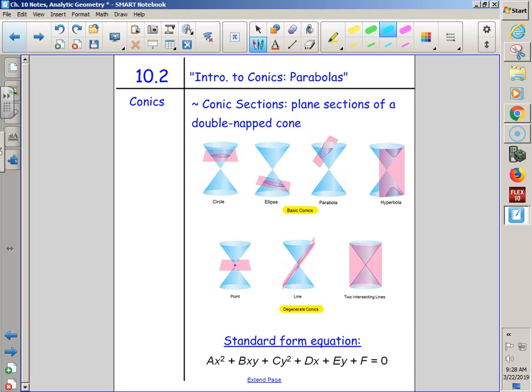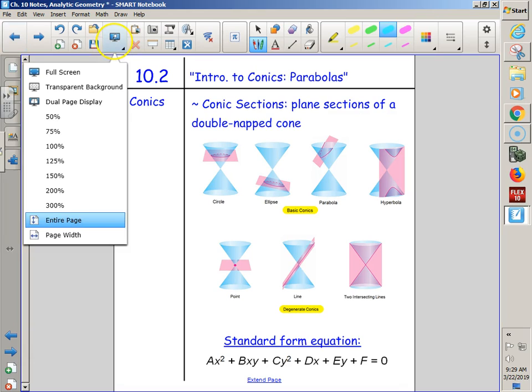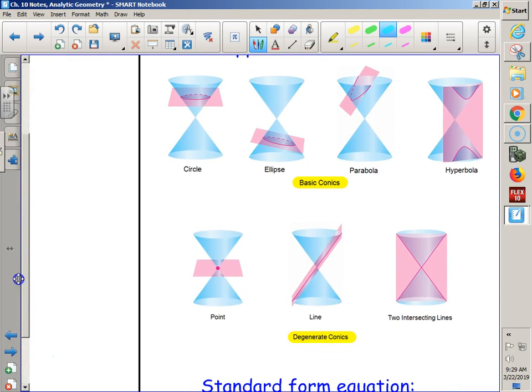We already kind of talked about a double-napped cone, and we're slicing it, and things happen. The slices that come out are a circle, an ellipse, a parabola, a hyperbola, a point, a line, and two intersecting lines. Did you guys see these vocab? These ones are the basic conics, and these ones are those degenerates. Don't start calling each other that, but you can start calling points and lines and intersecting lines that.